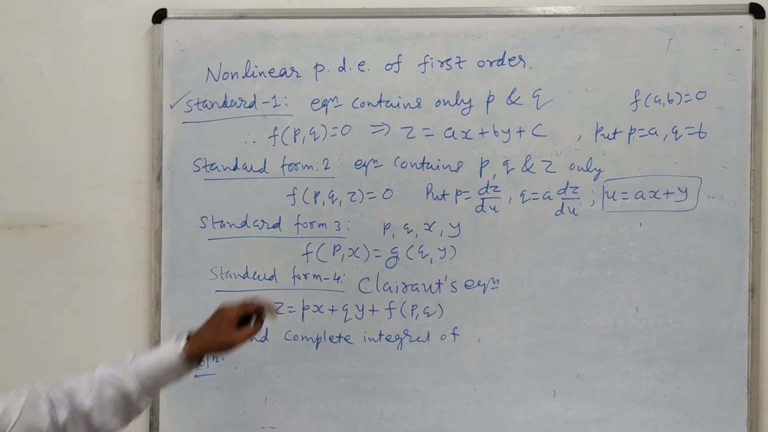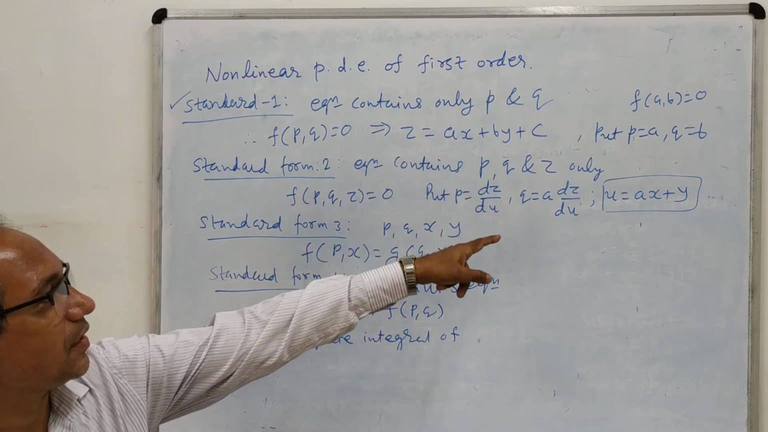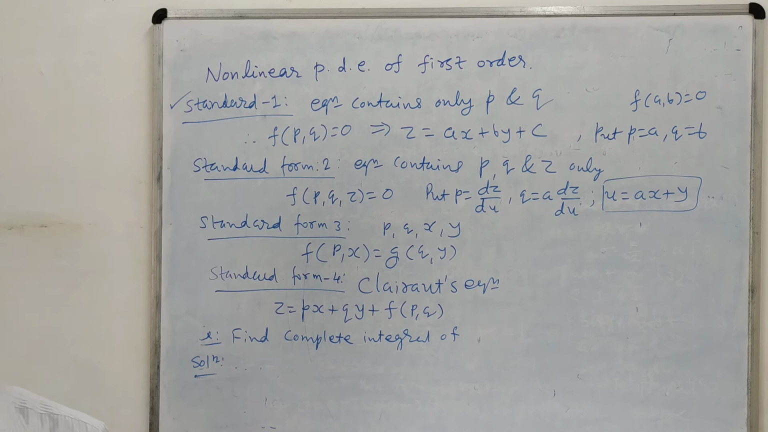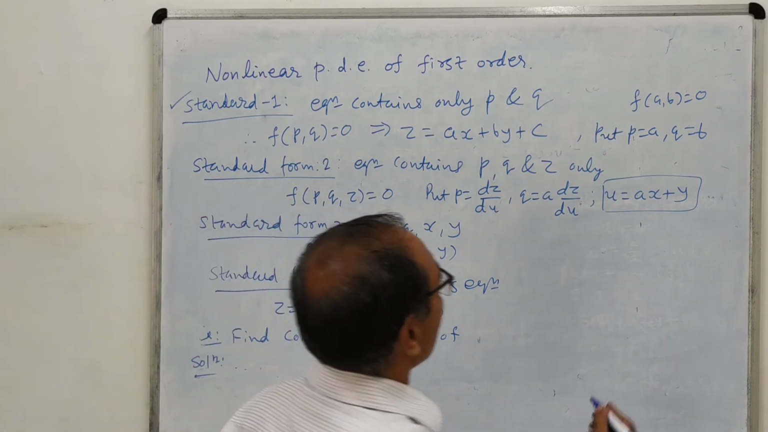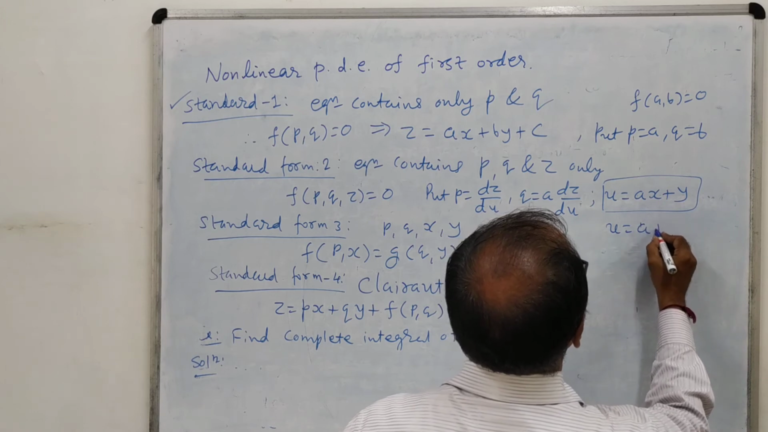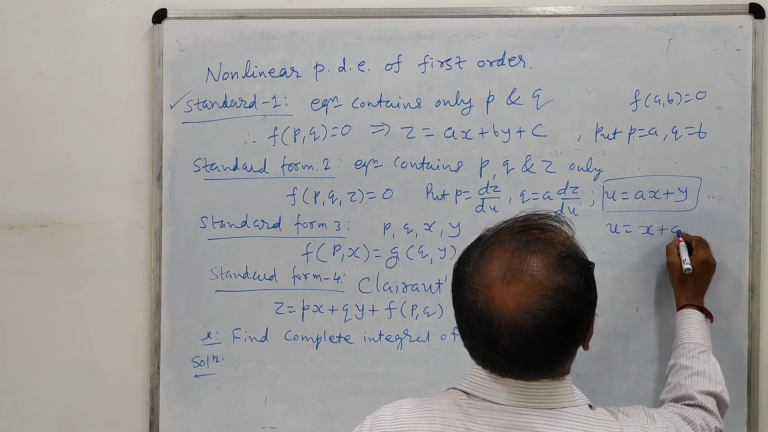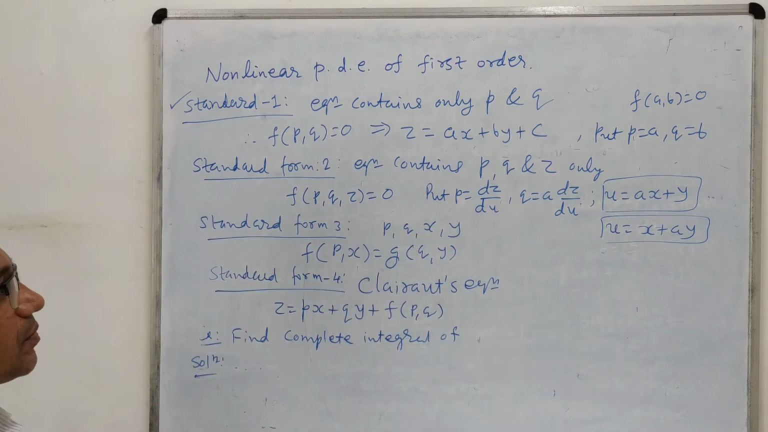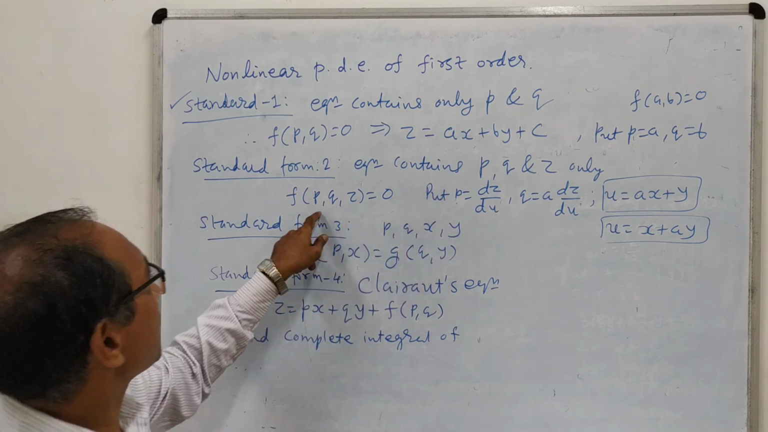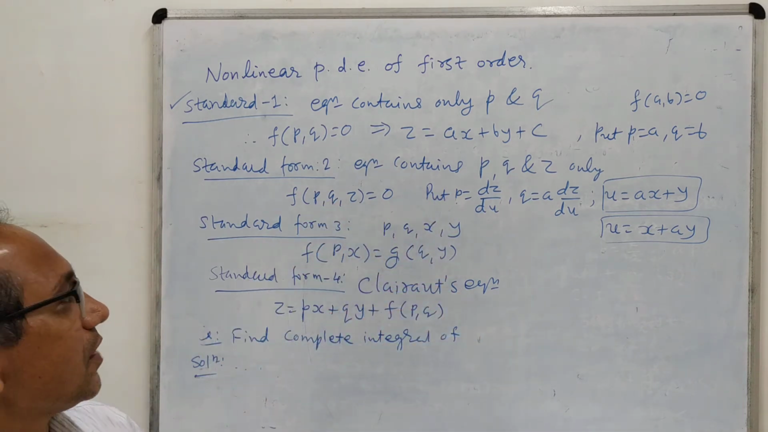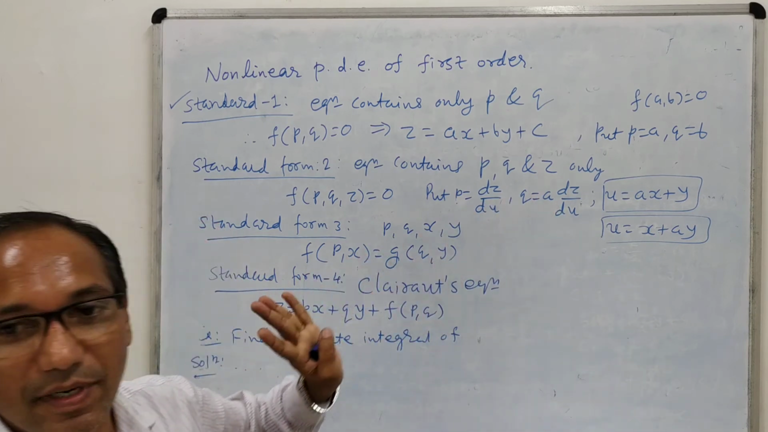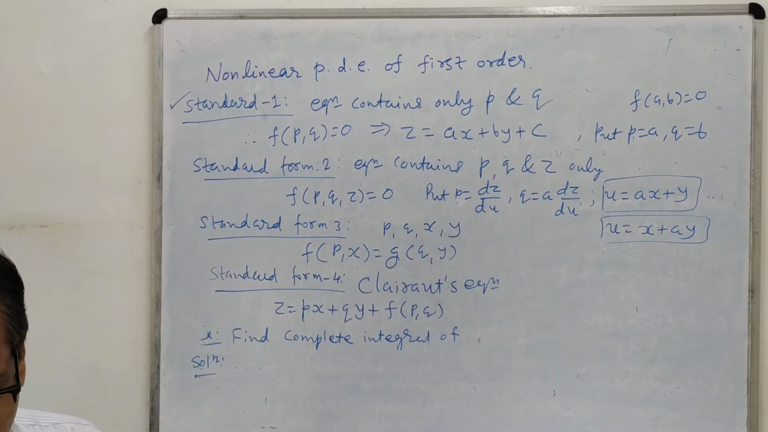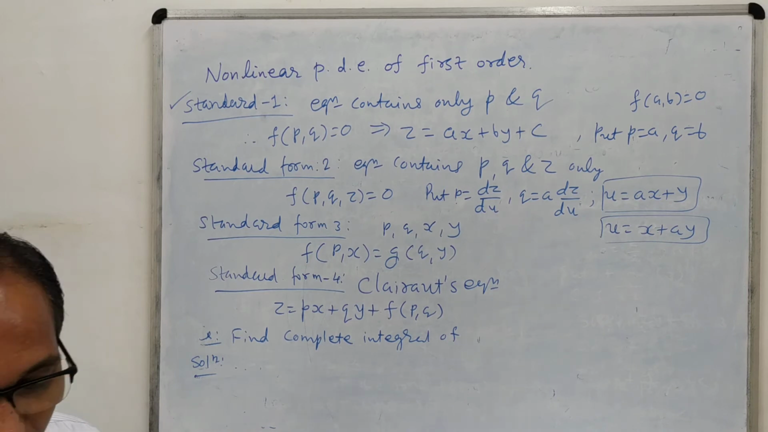So here we are assuming, just like we assumed z equal to ax plus by plus c, we will have to assume u equal to x plus y, or u equal to x plus ay, whatever you want, where a is some arbitrary constant. After substituting these values into this equation, we will get some ordinary differential equation, because these are ordinary derivatives, and an ordinary differential equation we can solve very easily. So let us see one example.